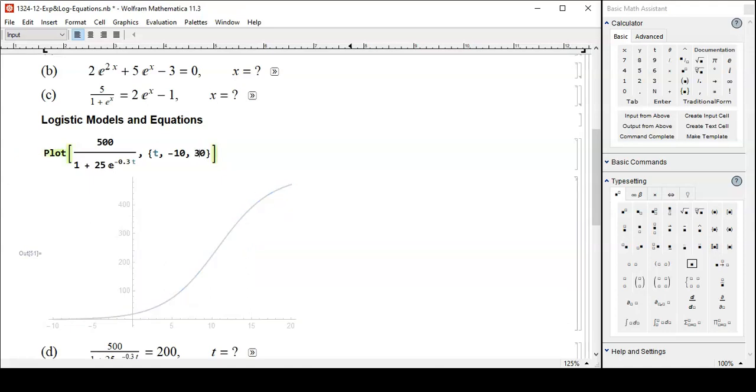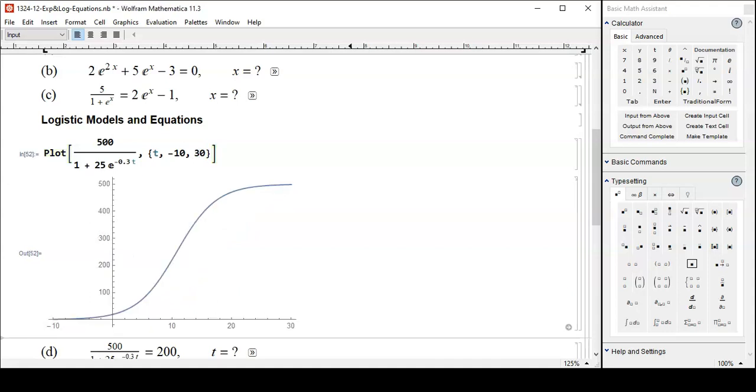What if I go a little bit further to about 30? Now you can see the full picture. Not just slowing down, but also stabilizing, pretty close to 500. And then we have 500 up there. Is that a coincidence? Probably not. There's no such thing in mathematics.